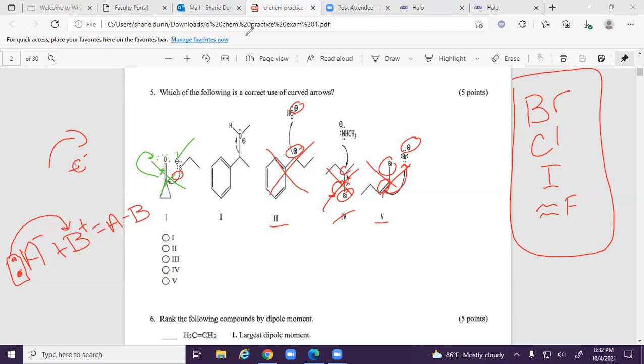The only one that has all the arrows necessary is number two, because you can break that bond between oxygen and chlorine. Oxygen's gonna get the electrons, one because it's positive, and one because it's more electronegative, right? Thus making that happy. Does that make sense?